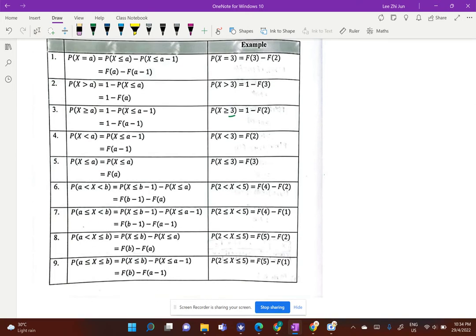For P(a < X < b), it does not include a and does not include b. Like this, 2 < X < 5 does not include 2 and does not include 5. So it is just P(X equals 3) plus P(X equals 4), or just use F(4) minus F(2).